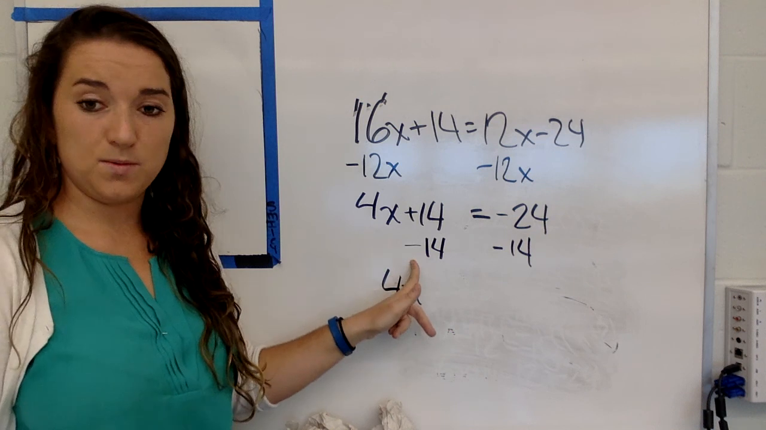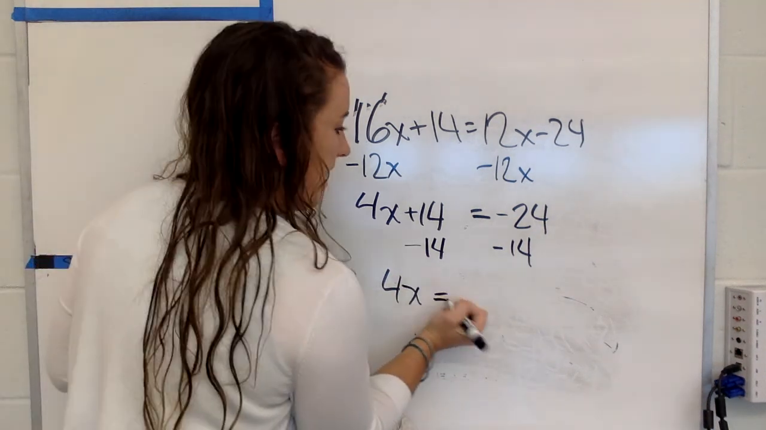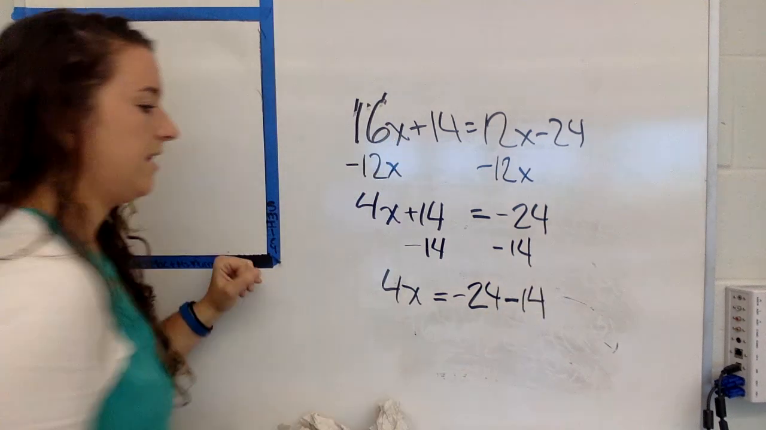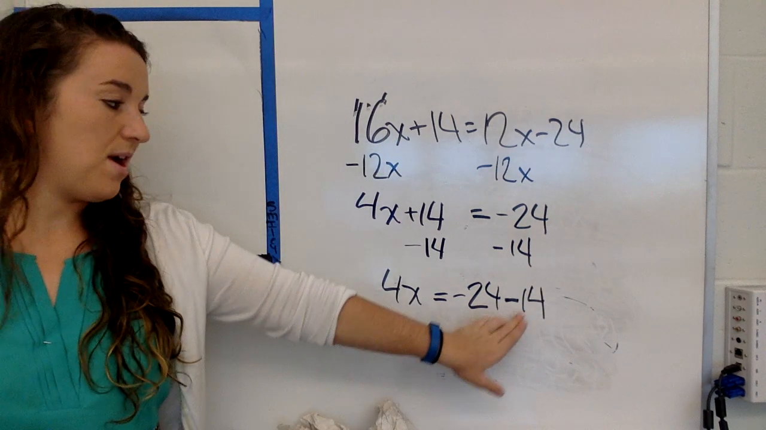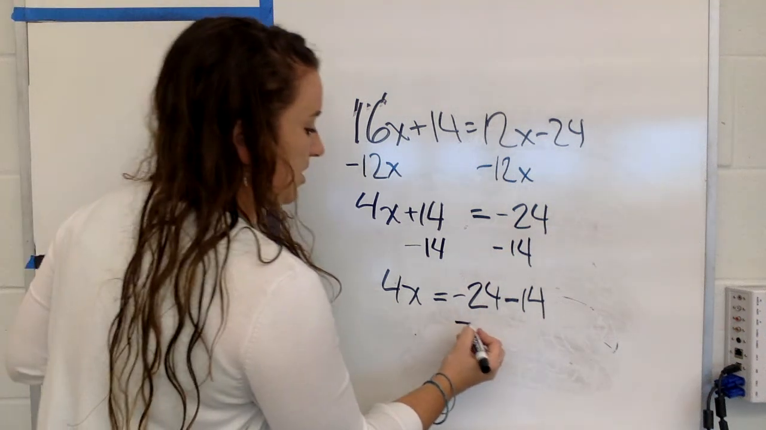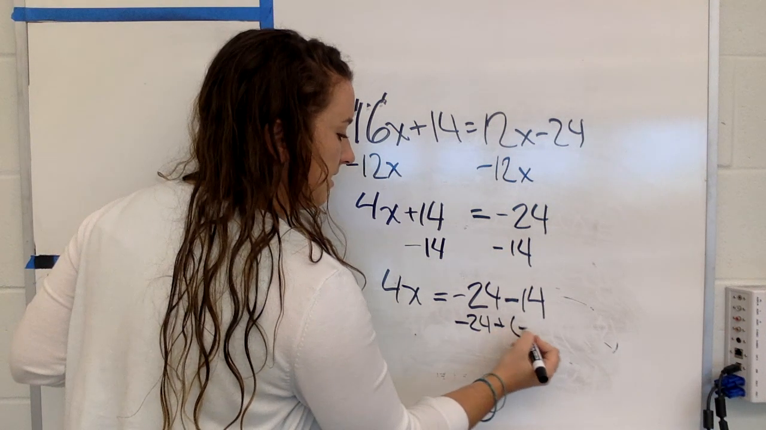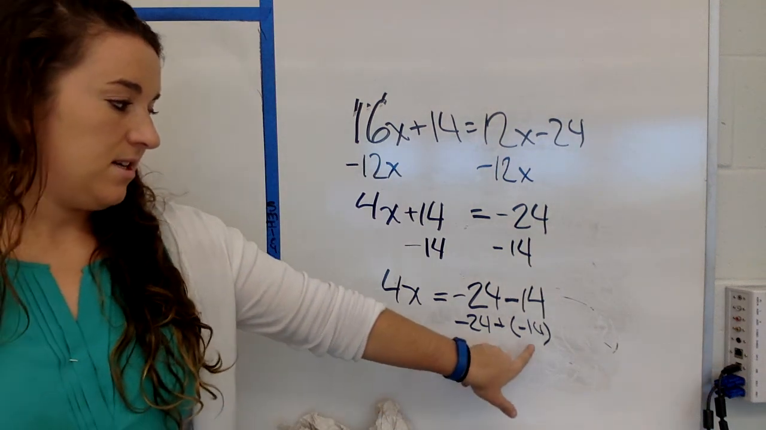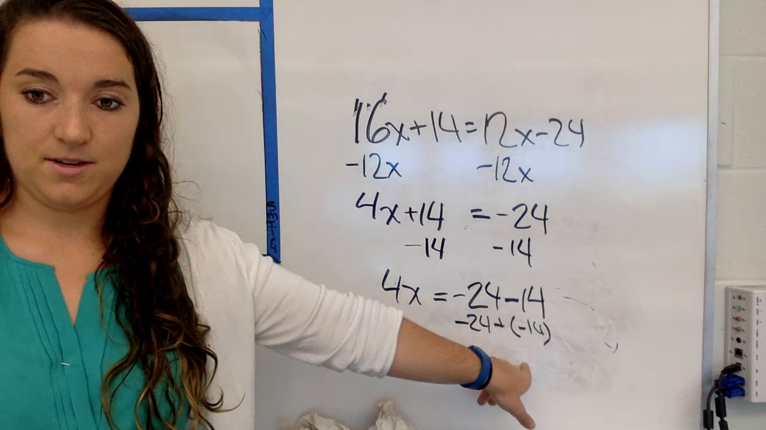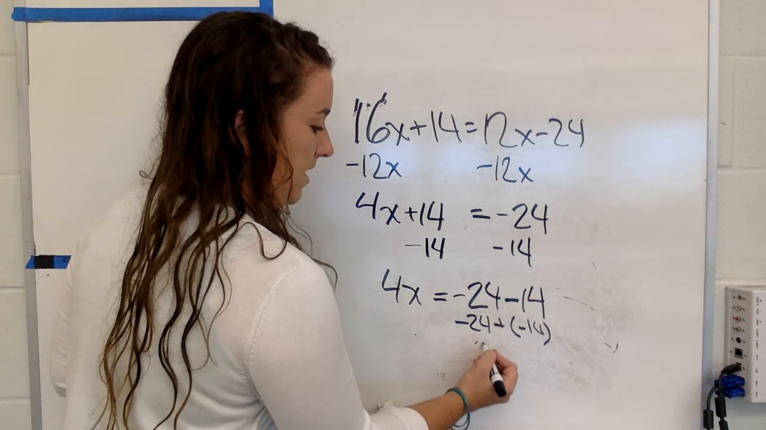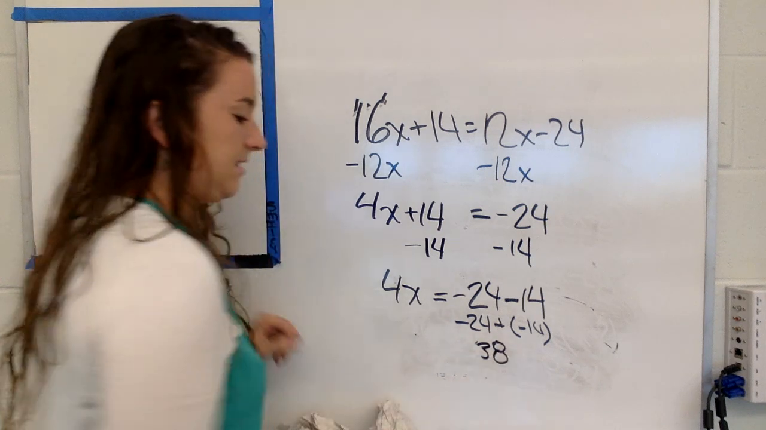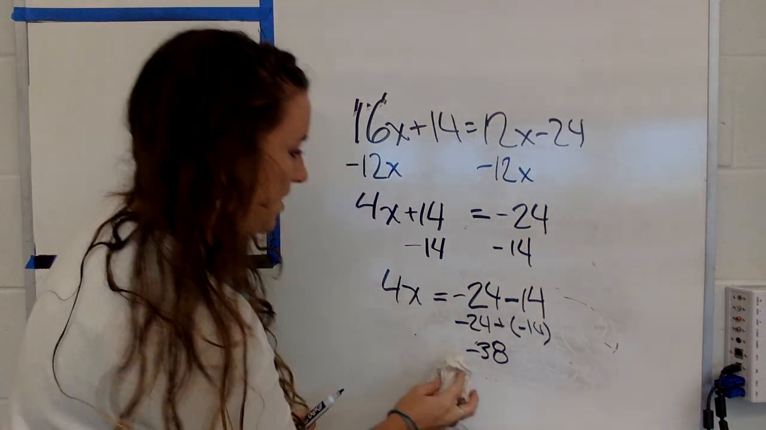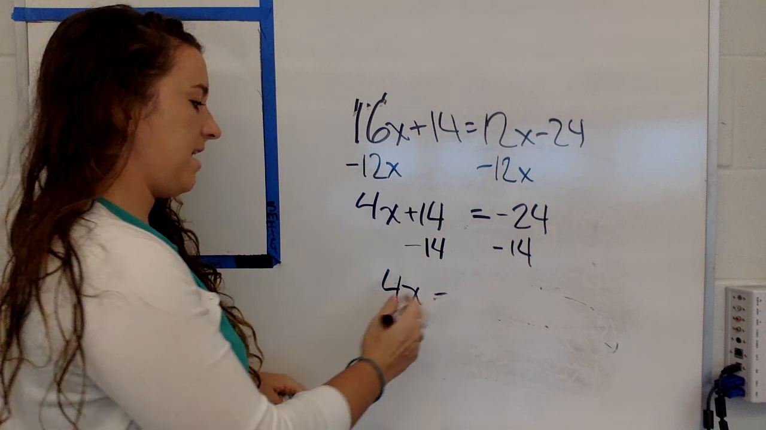14 minus 14 becomes what? 0. And then I'm left with negative 24 minus 14. Change this into an addition problem. So when you have subtraction, you can change that into negative 24 plus negative 14. Now you're adding with the same sign. So do you add or subtract these two numbers? You're going to add them, so it'll be 38. And then is this going to be positive 38 or negative 38? Negative 38. So 4x equals negative 38.